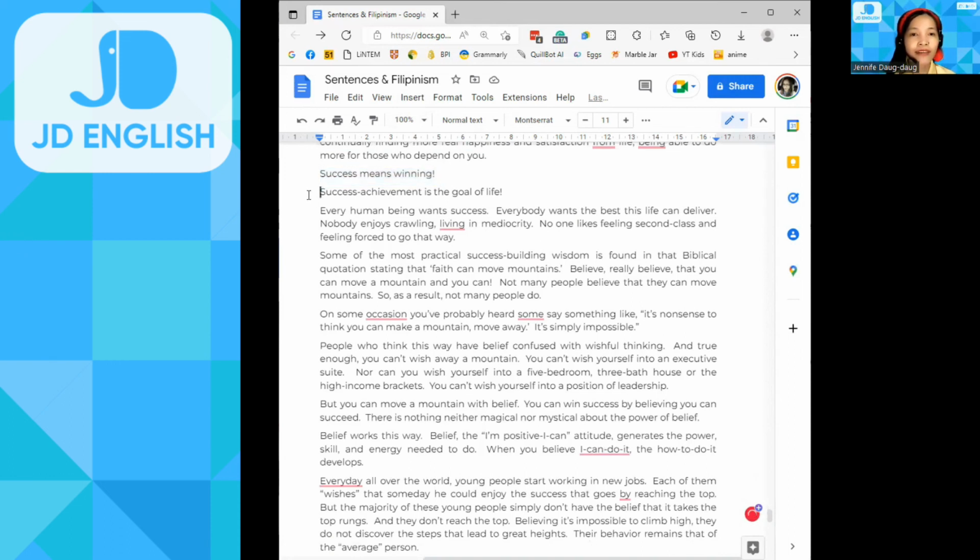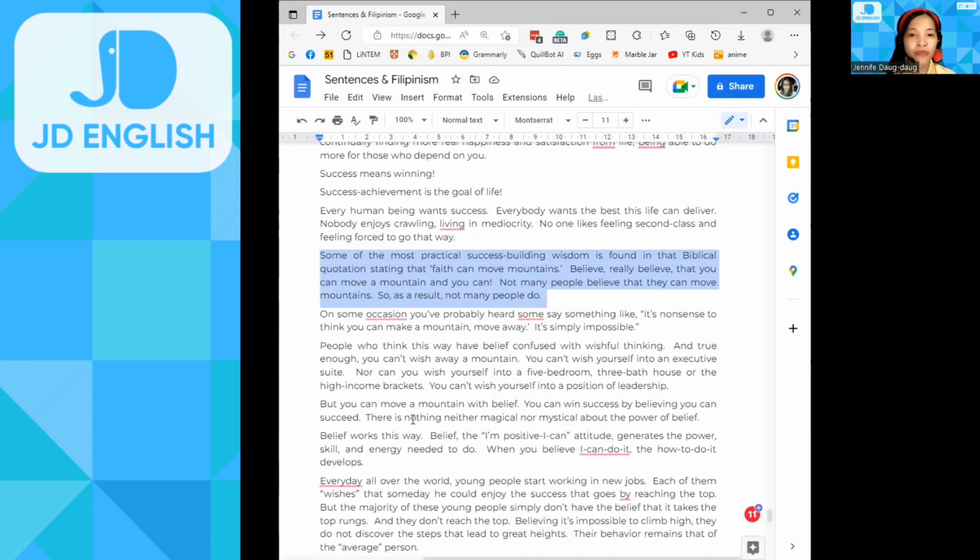Success achievement is the goal of life. Every human being wants success. Everybody wants the best this life can deliver. Nobody enjoys crawling, living in mediocrity. No one likes feeling second class and feeling forced to go that way. Some of the most practical success building wisdom is found in that biblical quotation stating that faith can move mountains. Believe, really believe, that you can move a mountain, and you can.